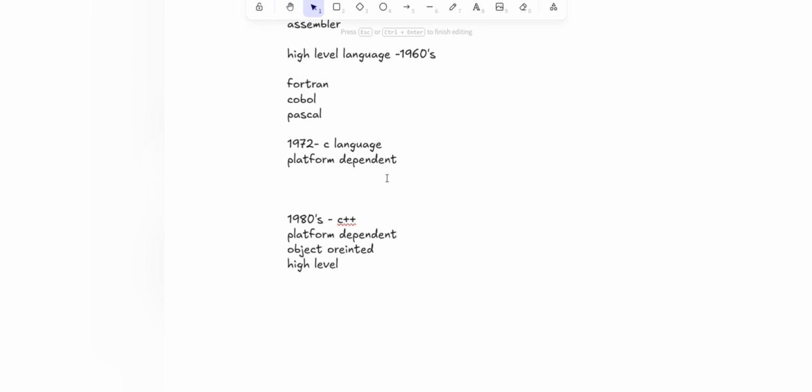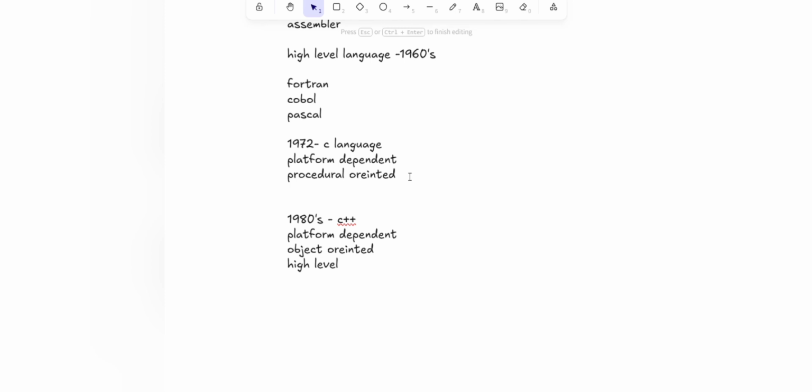Sorry guys, I am mistaken. C language is procedural oriented. So what is procedural oriented and object oriented? Procedural oriented means, take the example of a calculator, right? A calculator is one object, and it can do many functionalities, like addition, subtraction, multiplication, division.